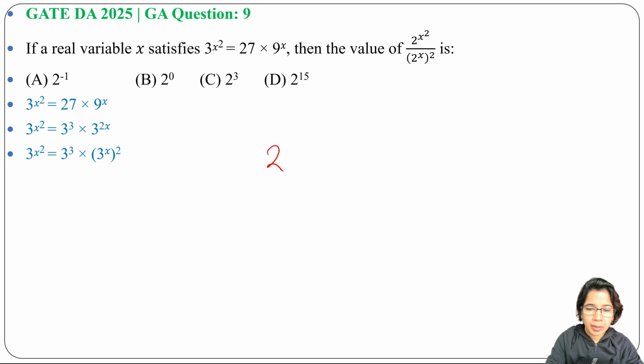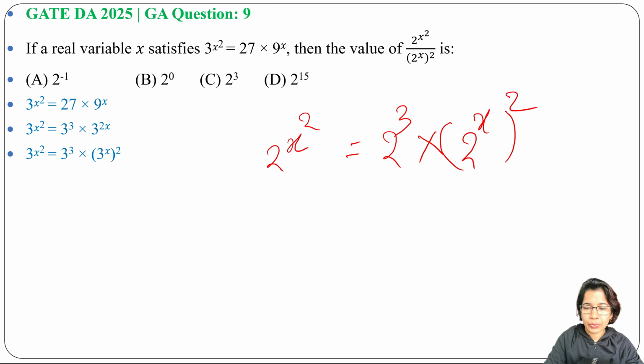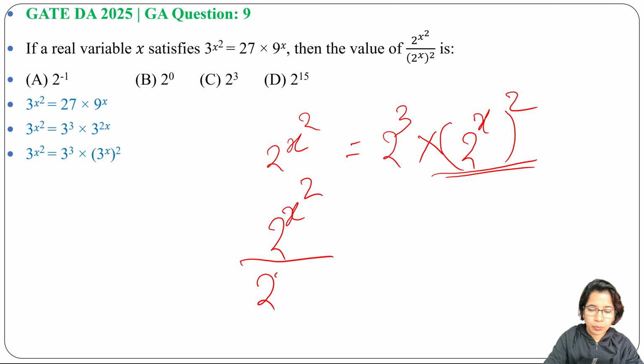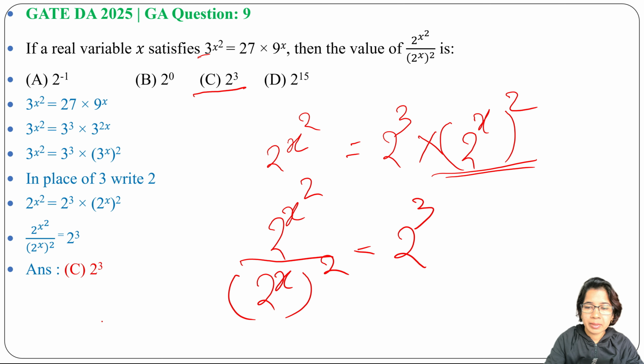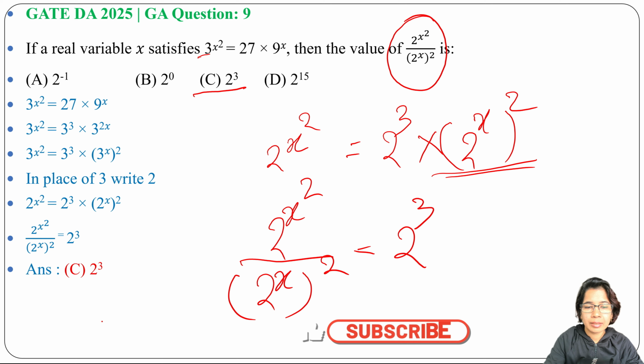So 2^(x^2) = 2^3 × (2^x)^2. Now take this into the left side. 2^(x^2) divided by (2^x)^2 equals 2^3, and it's present in option C. So the answer will be option C, 2^3. It's simple, just in place of 3 write 2, then you can get the answer of this.